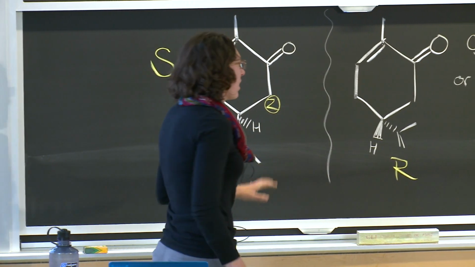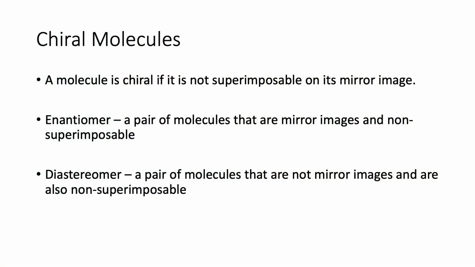So we can talk about different chiral centers, and we can also talk about chiral molecules as a quick review. If you have chiral centers in your molecule, then you'll potentially have a chiral molecule. A molecule is chiral if it is not superimposable on its mirror image. And within that, we have two other ways to name these stereoisomers.